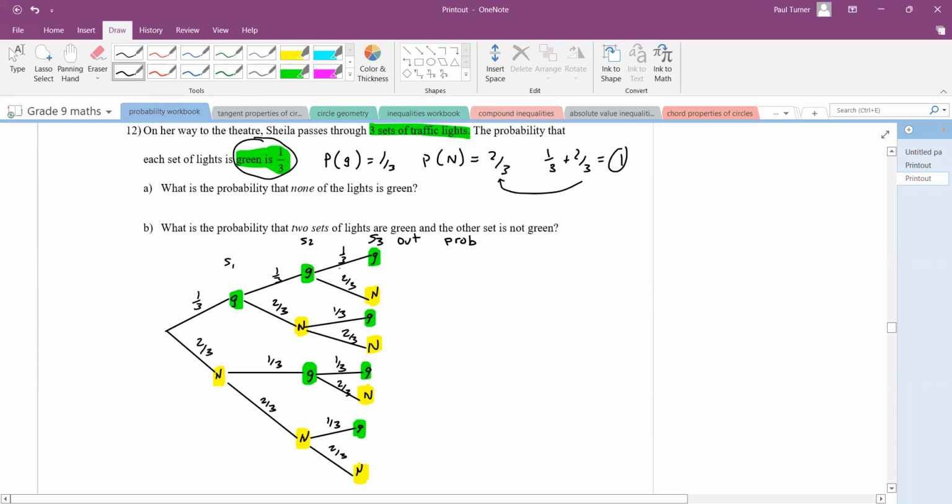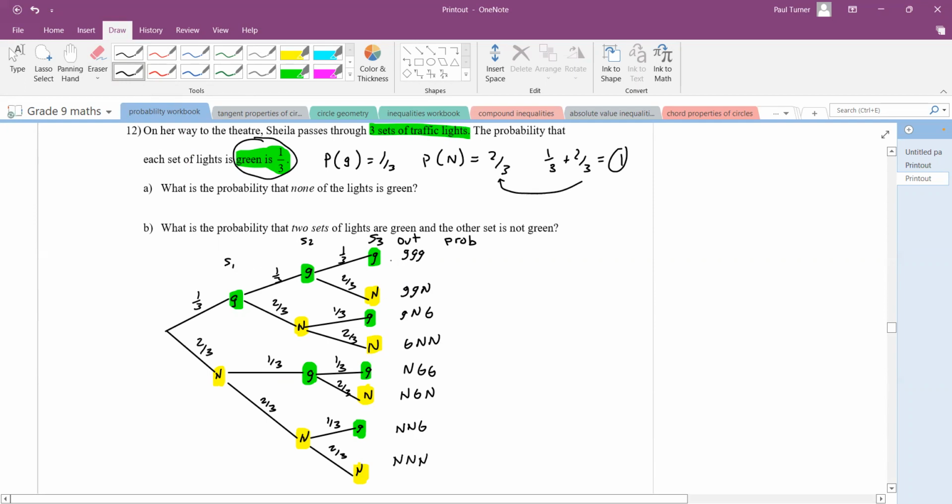So what are your possible outcomes? You could get 3 greens, green, green, not green, green, not green, green, green, not green, not green, not green, green, green, not green, green, not green, not green, not green, green, and not green, not green, not green. That's the last one.